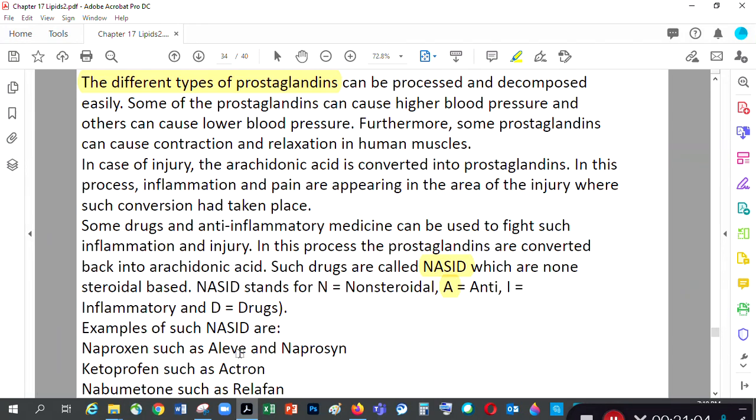Naproxen, such as Aleve and naproxen, ketoprofen, such as Actron, nabumetone, such as Relafen. So those are NSAIDs, which is non-steroidal anti-inflammatory drugs. So what they really do is convert the prostaglandins into what? Into essential fatty acids, which really relieve the body from any inflammation or injury.